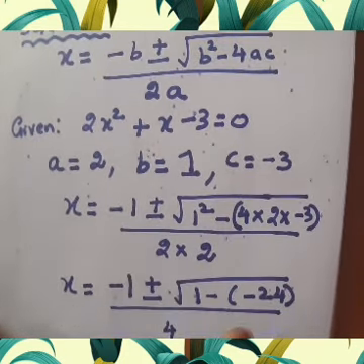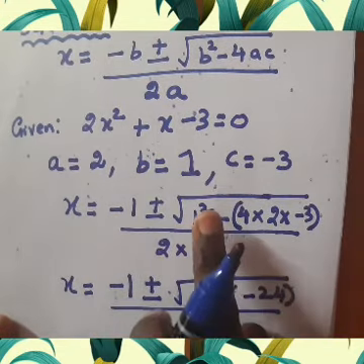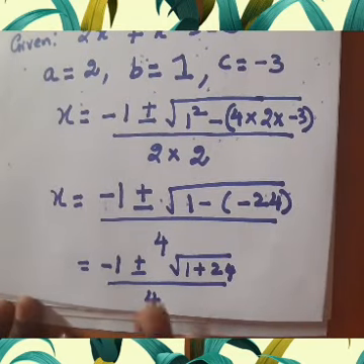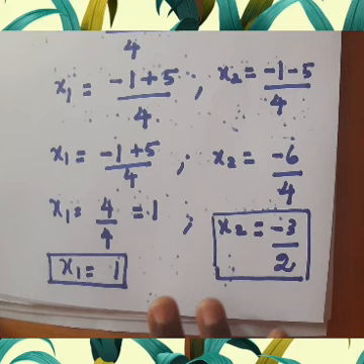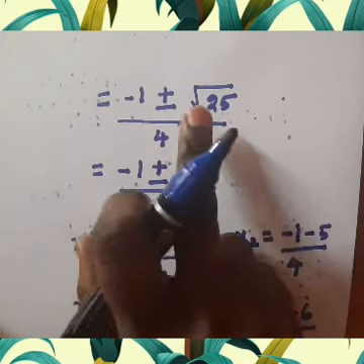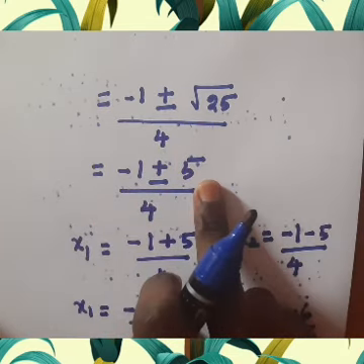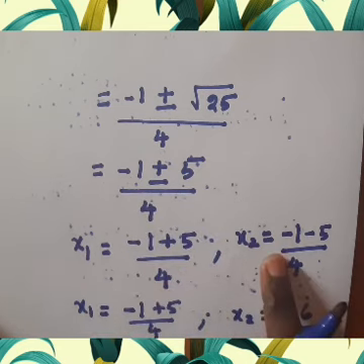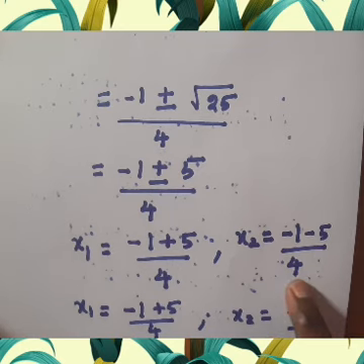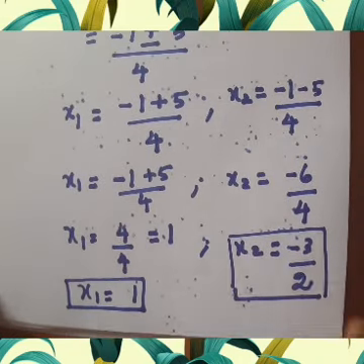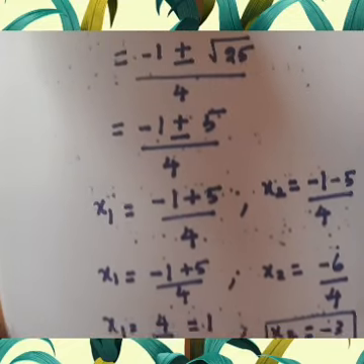So we are going to substitute it in this formula. After substituting and simplifying, I get the two roots: minus 1 plus or minus root 25 by 4. Root 25 is nothing but 5. So basically you have two answers. One is minus 1 plus 5 by 4, another root is minus 1 minus 5 by 4. After simplifying x1 and x2, the final answer is x1 is 1, x2 is negative 3 by 2.